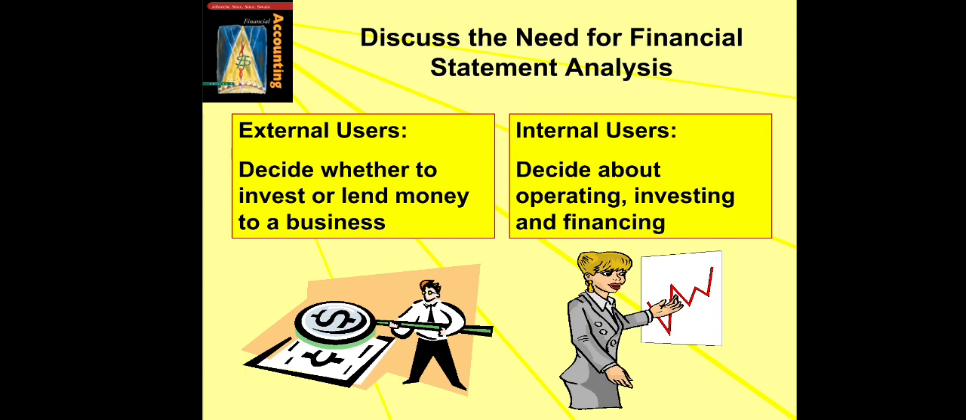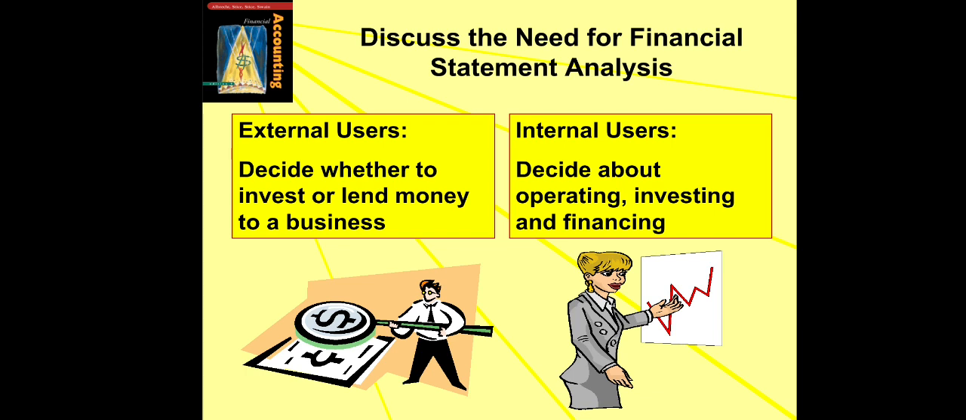External users and internal users do financial statement analysis. External users decide whether to invest or lend money to a business. Remember these terms? The users of financial statements can be categorized into two groups: external users and internal users. The external users are people outside the business.